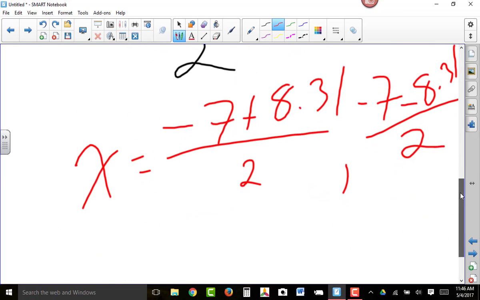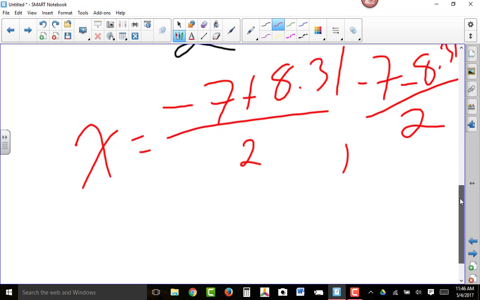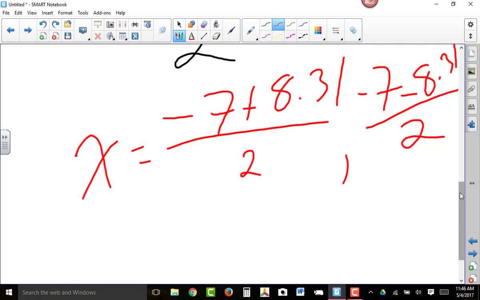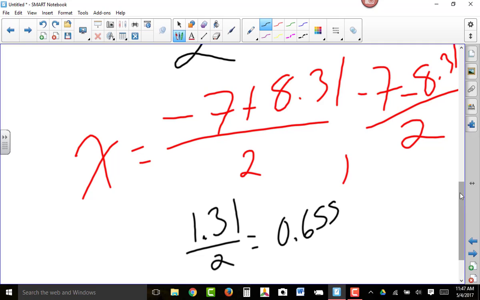And then, so help me out. What is negative 7 plus 8.31? 0.655. You jumped a little bit. You did the dividing. So let's take it step by step. So what is this part? It's positive 1.31. So I'm looking at positive 1.31 over 2. And then you divided. You just told me it was what? 0.655. Okay, that's one of my roots.